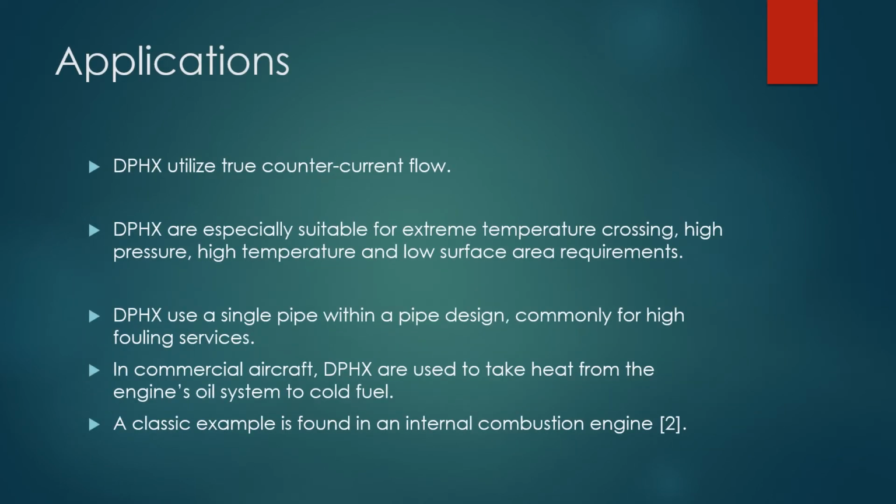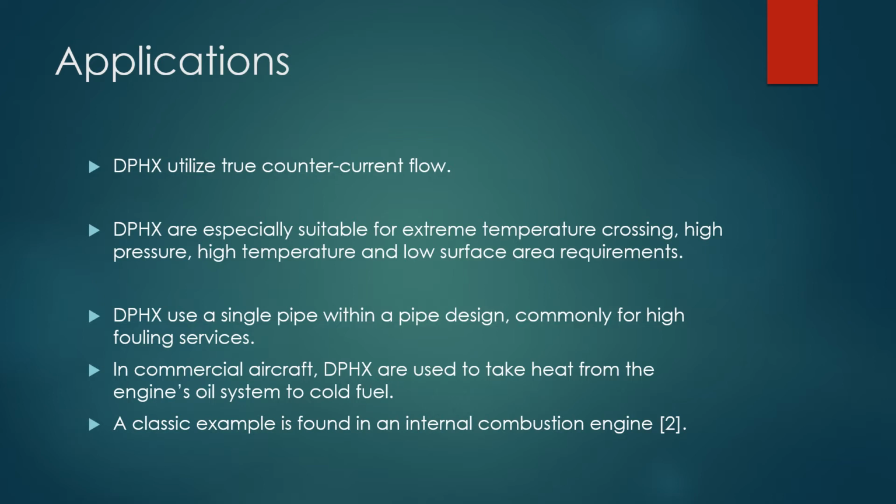There are many applications for double pipe heat exchangers. We mentioned some of them. The double pipe heat exchanger is a good fit for a true countercurrent flow, which maximizes the temperature differences between the shell side and the tube side fluids, resulting in less surface area required for a given duty. Also, it's especially suitable for extreme temperature crossing, high pressure, high temperatures, and low to moderate surface area requirements.